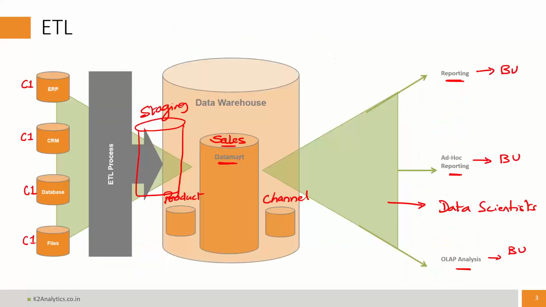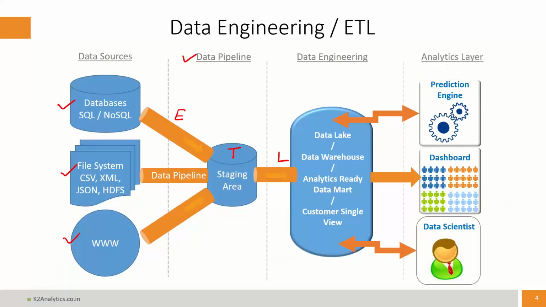I might not have shown it here, but a staging area exists. Even in data engineering, typically we extract data, put it in a staging area and then load. So don't get confused by the terms data engineering or ETL. It is the same. In data engineering, we use the terminology data pipelines. In ETL or ELT, extract, transform, load, extract, load, transform, we use the term ETL.